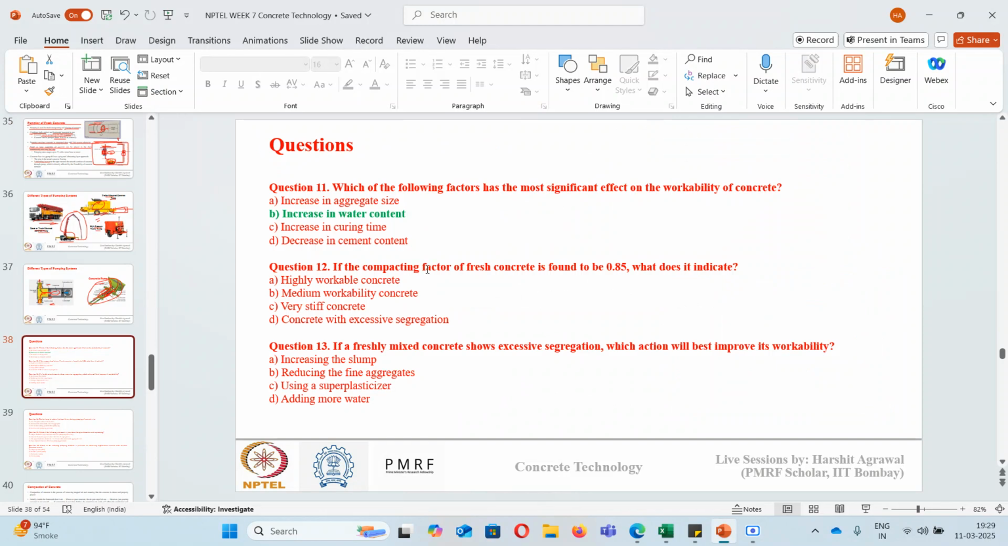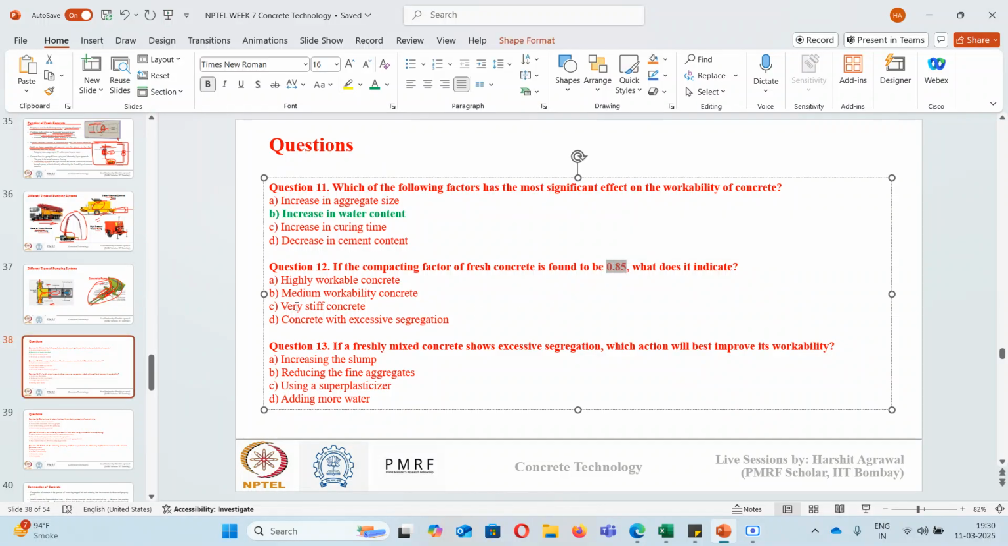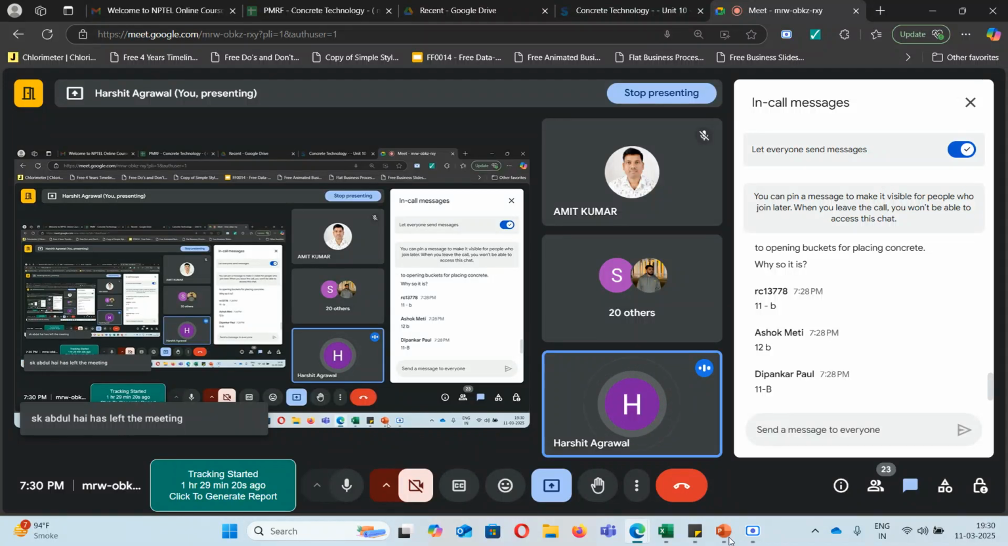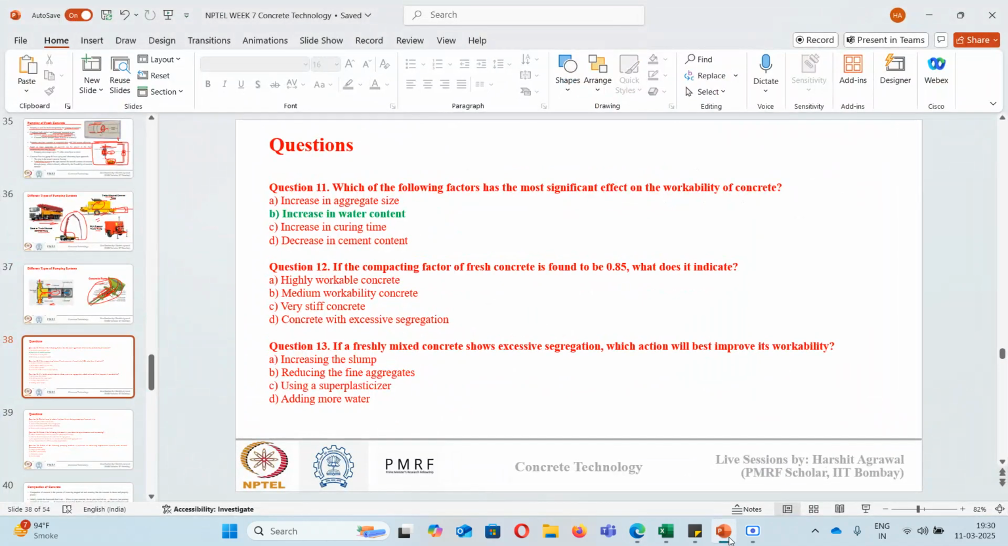If the compacting factor of fresh concrete is found to be 0.85, what does it indicate? So what will be the answer for 12? I received one answer as B. Anyone else?